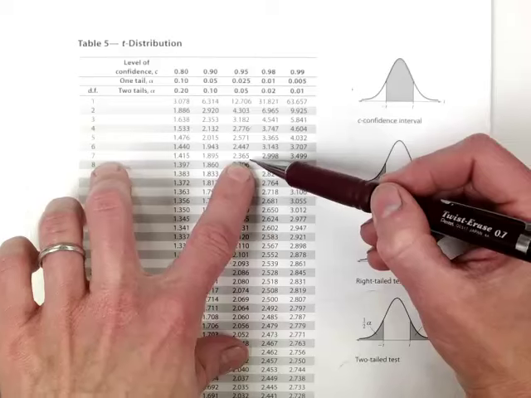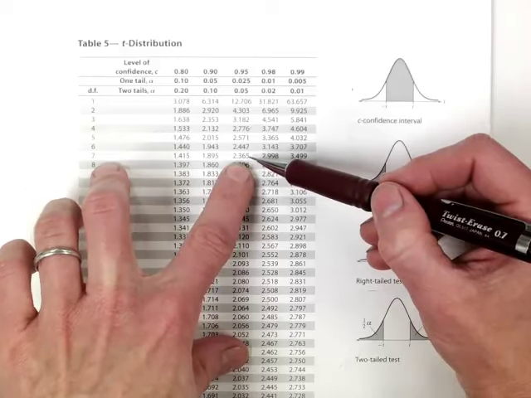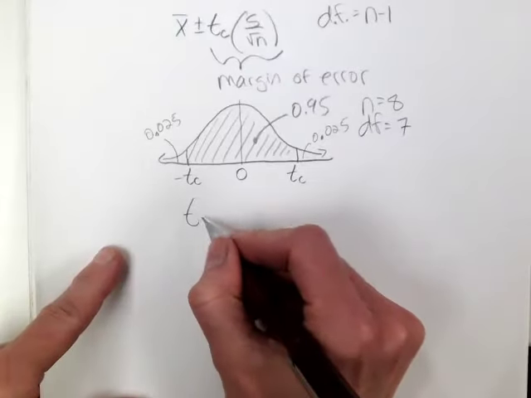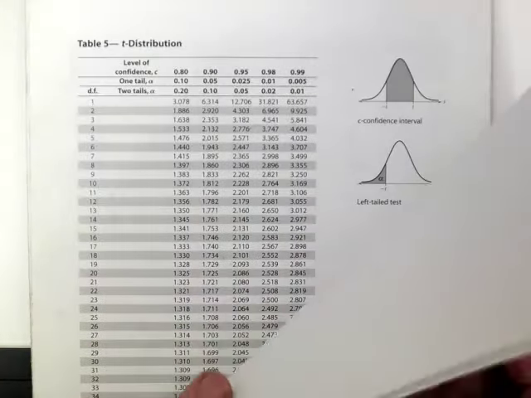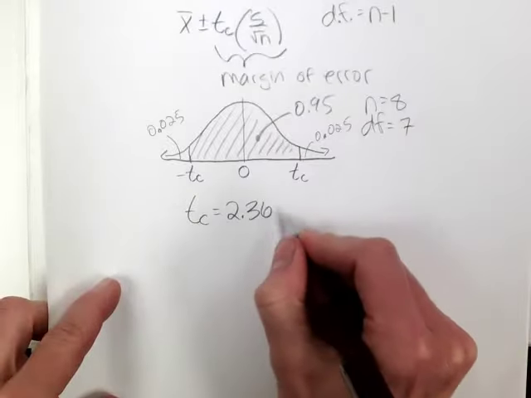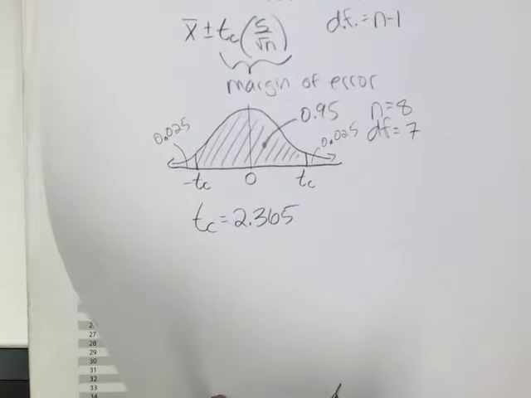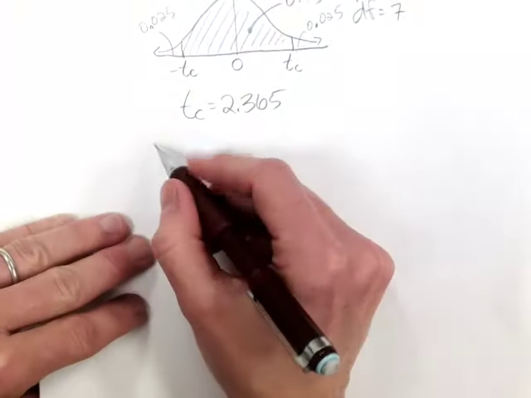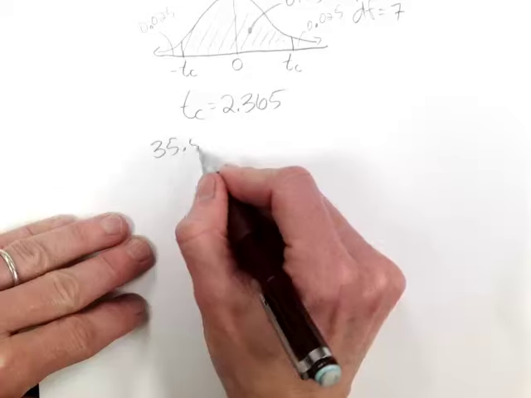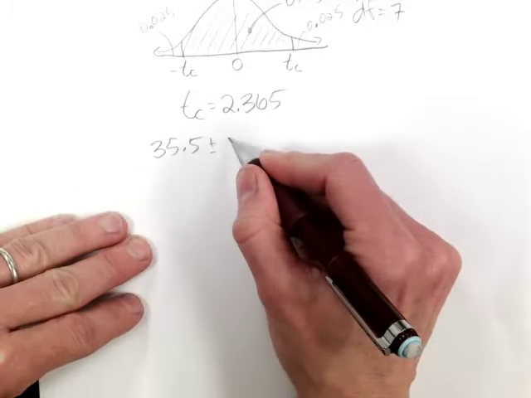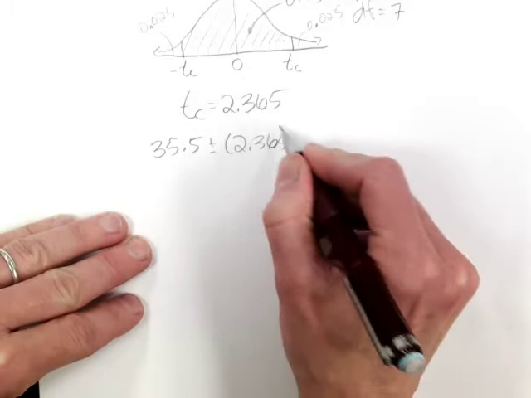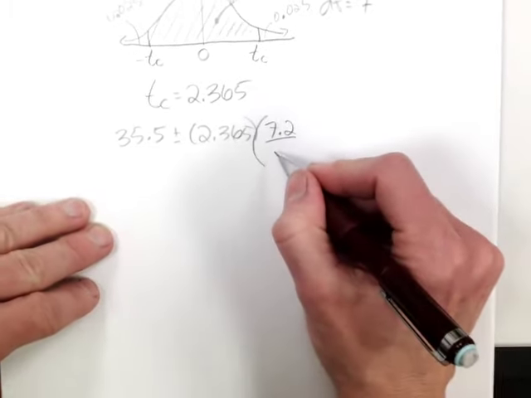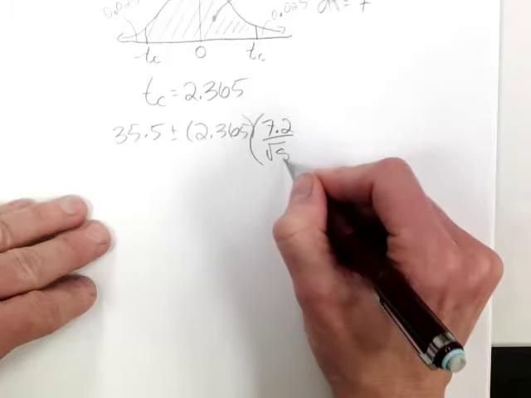So my critical value in this case is 2.365. Okay, so my t sub c is 2.365. Okay, so now I can just go ahead and plug and chug, put in the pieces. It's going to be 35.5 plus or minus 2.365 times s, which is 7.2, over the square root of n, which is 8.